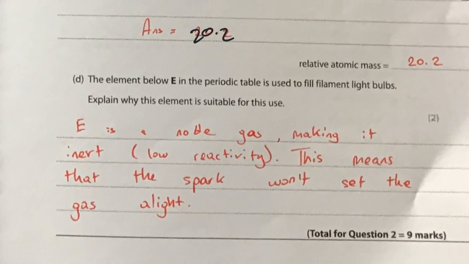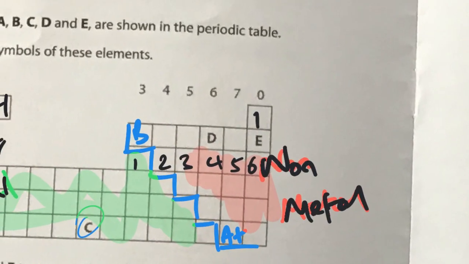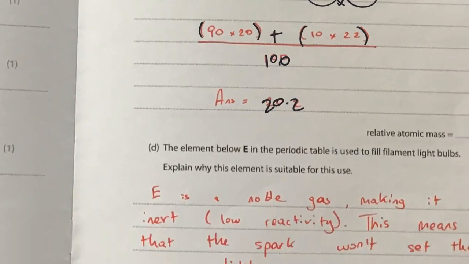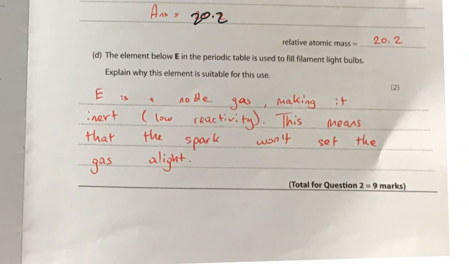The element E in the periodic table is used to fill filament lights. Explain why this element is for this use. If I look at E, he's in group 0. Group 0 then, if we're thinking, it's a noble gas, isn't it? Making it inert, which is a nice scientific word for low reactivity. This means that the spark won't set the gas alight.